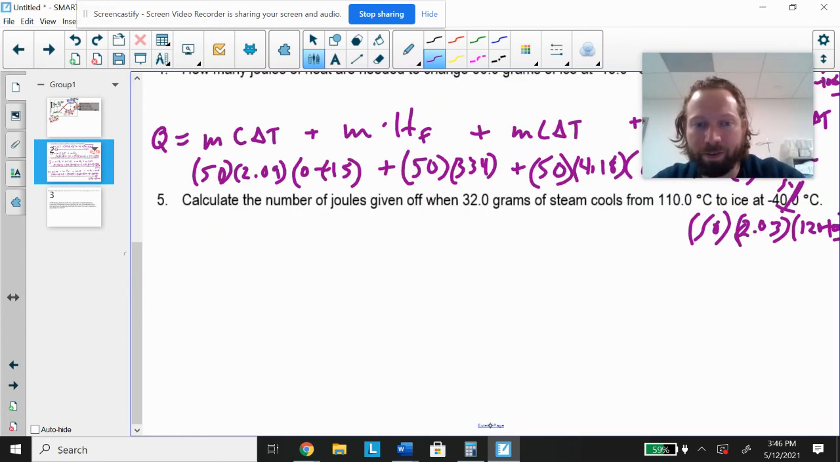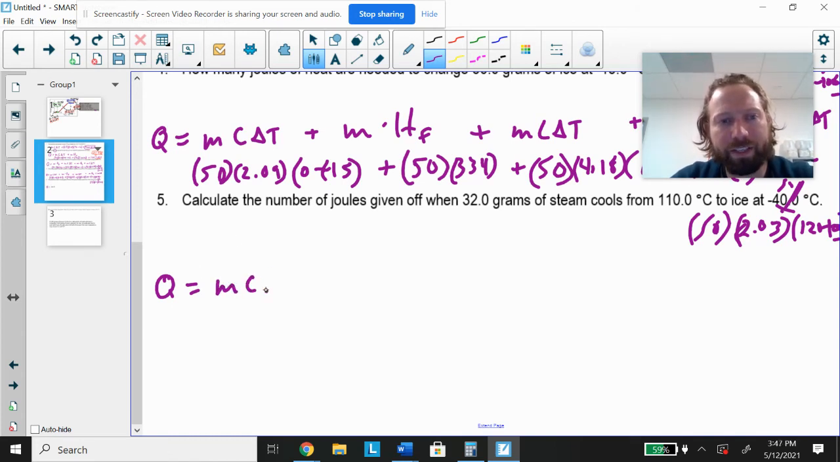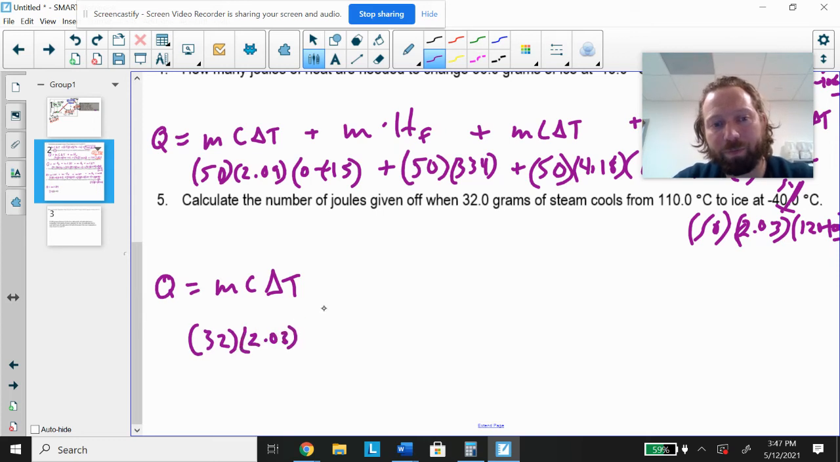Last but not least, we have this question. So you're cooling down. I want to show you an example of this one. Calculate the number of joules if you're going to cool down. Well, in this case, you're going to start off at 110 and go down. So you're going to do MC delta T, but from 110. So 32 grams times steam's specific heat. And then the change of temperature is 110 to 100. So final is 100 minus 110, the initial. This is going to give you a negative number, right?